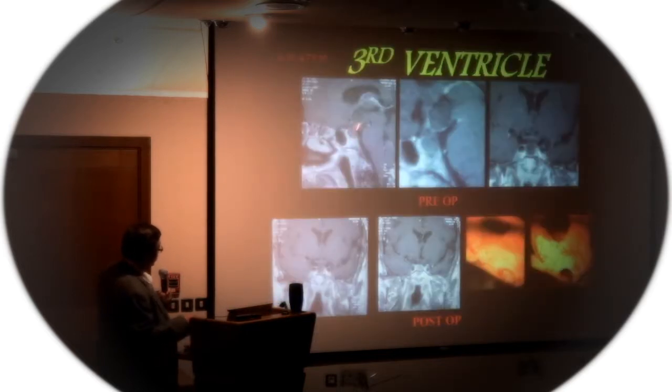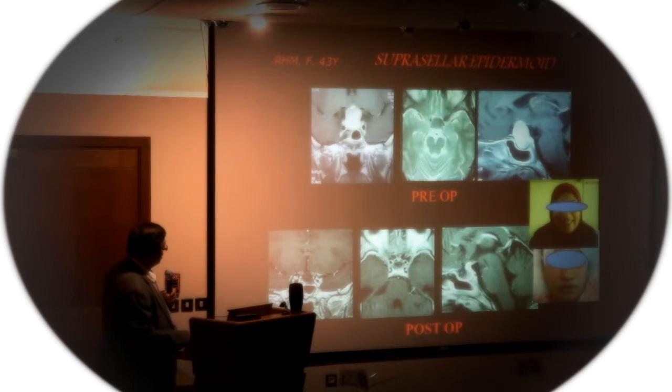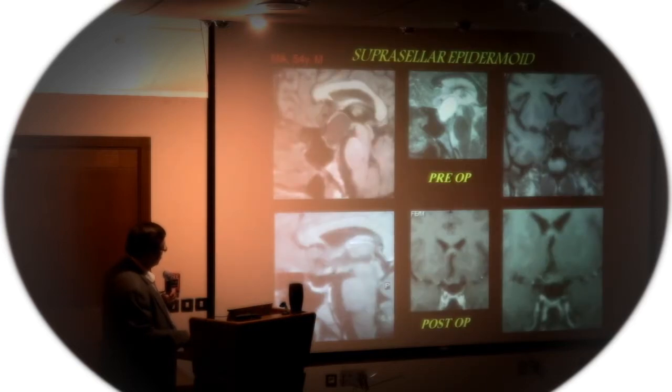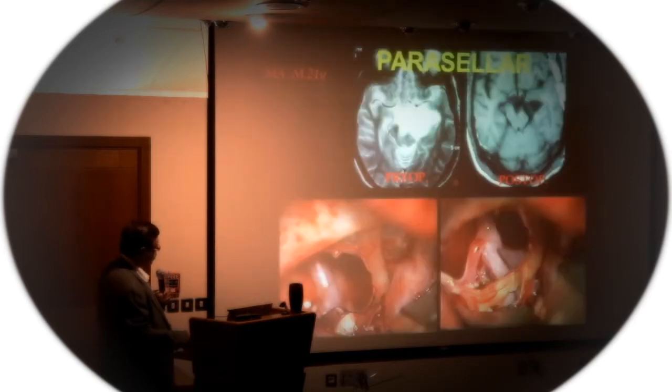Or they can go into the third ventricle, from the sella into the third. This is the lamina terminalis approach, optic nerve chiasm, and we open the lamina terminalis. Suprasellar, like this. Again, this lady from Libya, and the suprasellar before and after. All of them are documented, and this is parasellar.